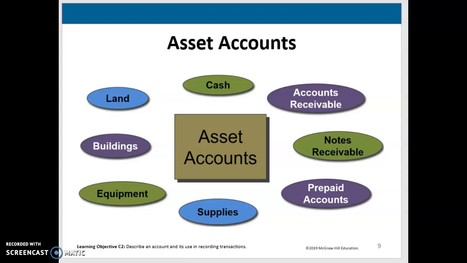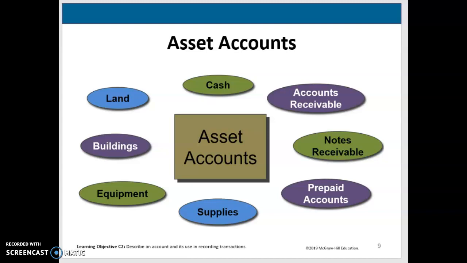Then we have supplies. So for right now, until we get into chapter 3, we're going to assume that supplies are an asset that we own. And right now we're just buying them to use in the future. We are not using any supplies. We're just buying them and putting them on our property to use sometime in the future. In chapter 3, we'll look at how we actually use them and what the entry looks like for that.